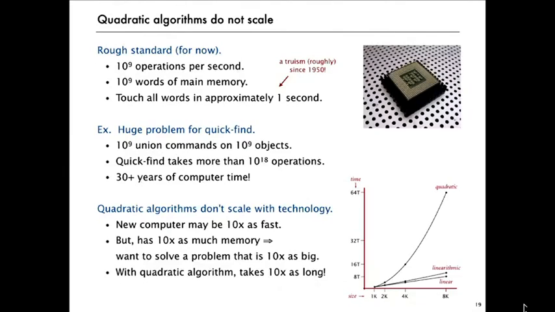You might have a new computer that's 10 times as fast, but you can address a problem that's 10 times as big. And with a quadratic algorithm, when you do that, it's going to be 10 times as slow. That's the kind of situation we're going to try to avoid by developing more efficient algorithms for solving problems like this.